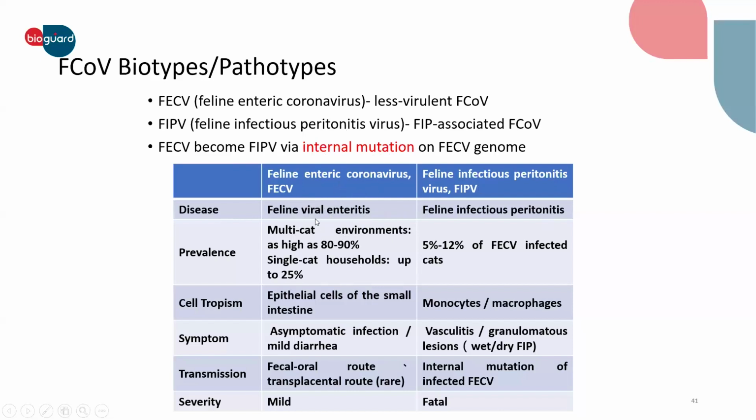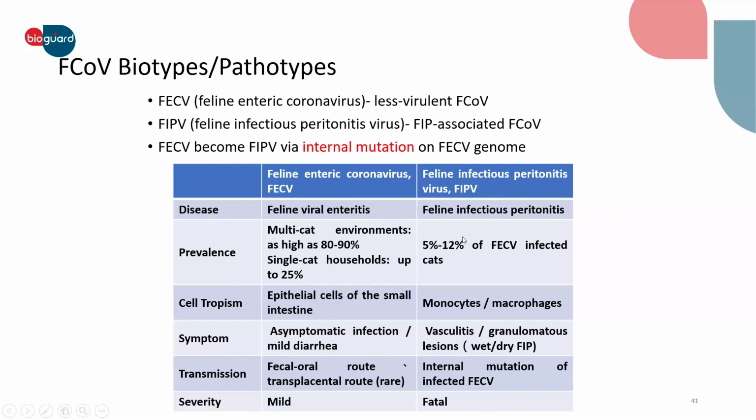The FECV causes viral enteritis, or sometimes it's even asymptomatic. In a multi-cat environment, as many as 80 to 90% of cats may have been infected with FECV, and in a single cat household it's up to 25%. It's mainly transmitted through the fecal-oral route. The severity is usually mild or even asymptomatic.